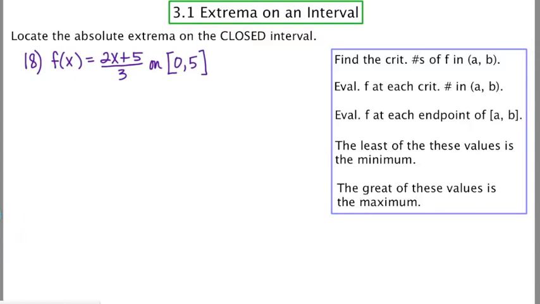Step 1, find the critical numbers of f in the open interval (a, b). Evaluate f at each critical number in (a, b). Evaluate f at each endpoint of the closed interval [a, b]. The least of these values will be the minimum, and the greatest of these values will be the maximum.